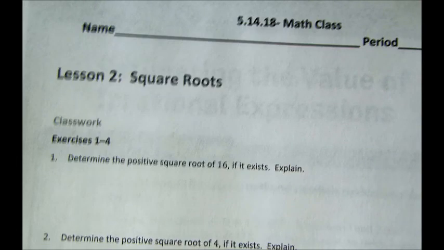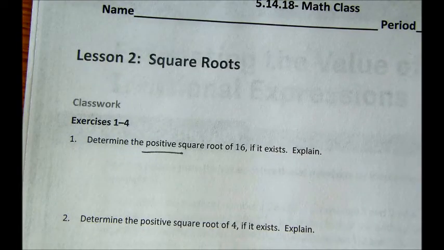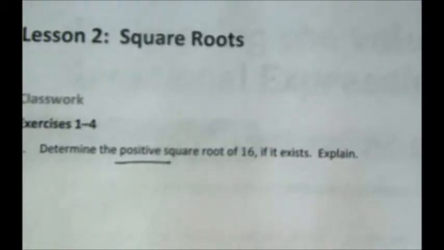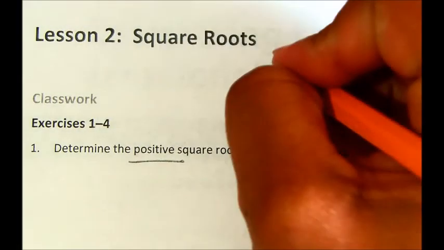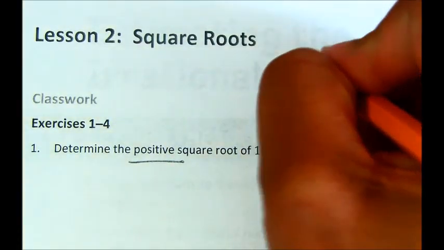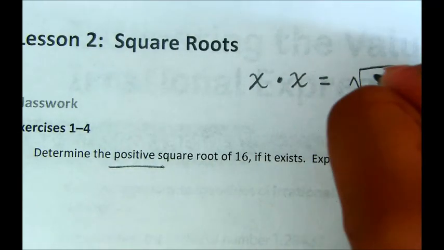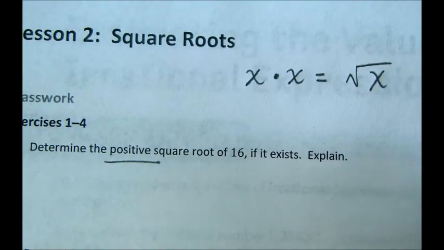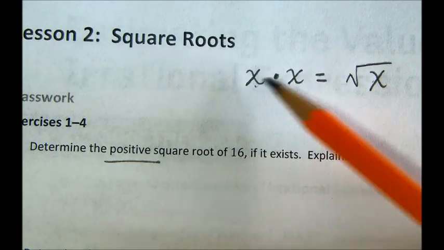Alright, so prompt number 1 asks us to determine the positive square root of 16 if it exists. Then we need to explain our answer. I want to point out that we're being asked to determine the positive square root of this number because 16 is what we call a perfect square. Remember, perfect squares are created by some whole number being multiplied by another whole number. Therefore, we can say the root of a perfect square is a whole number.